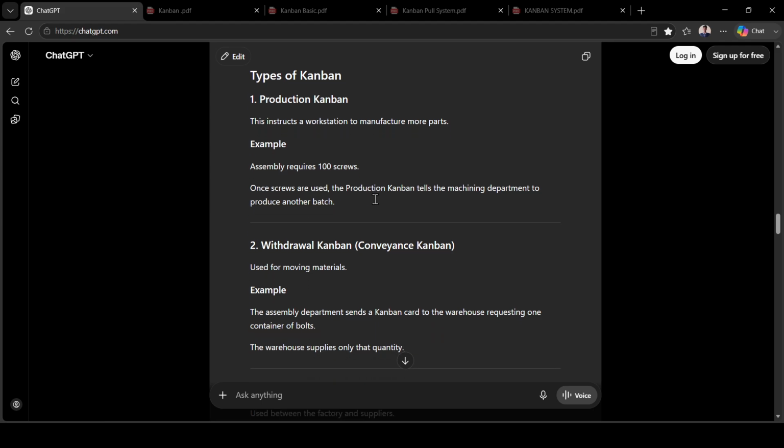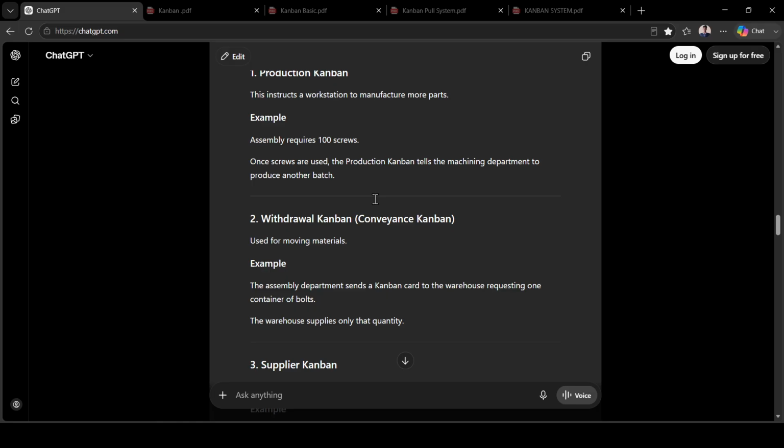Withdrawal Kanban or conveyance Kanban is used for moving materials. Example, the assembly department sends a Kanban card to the warehouse requesting one container of bolts. The warehouse supplies only that quantity.